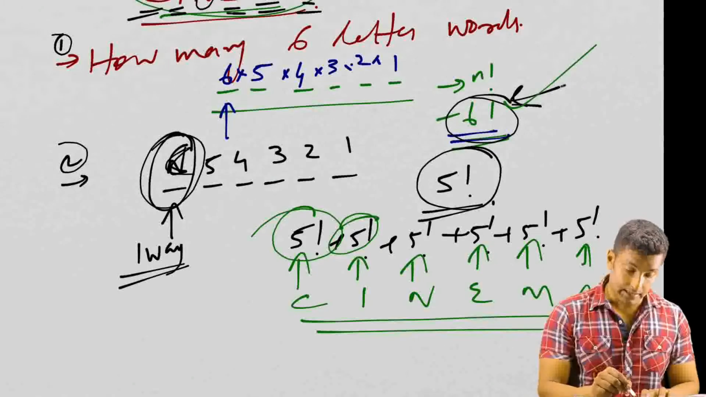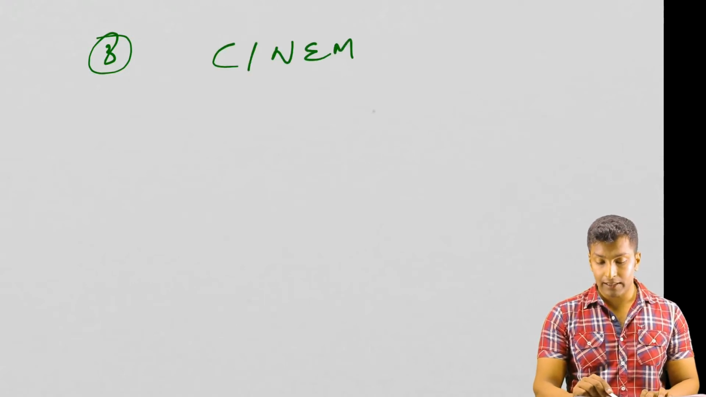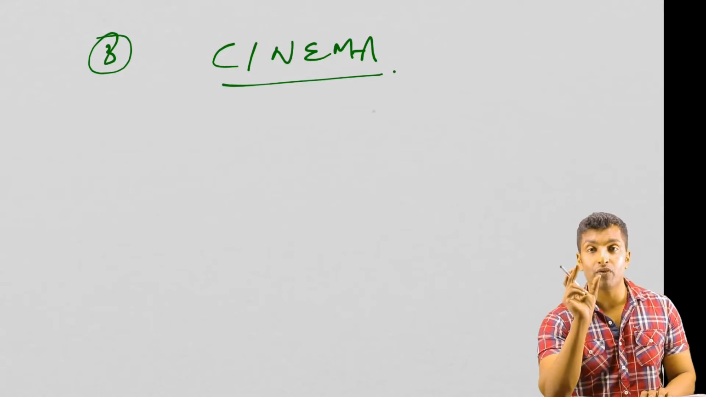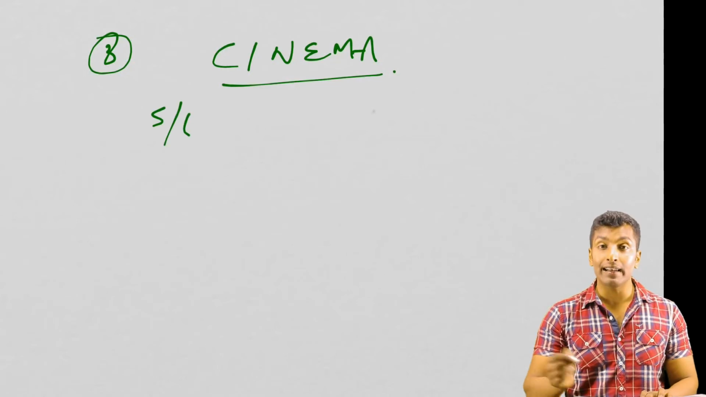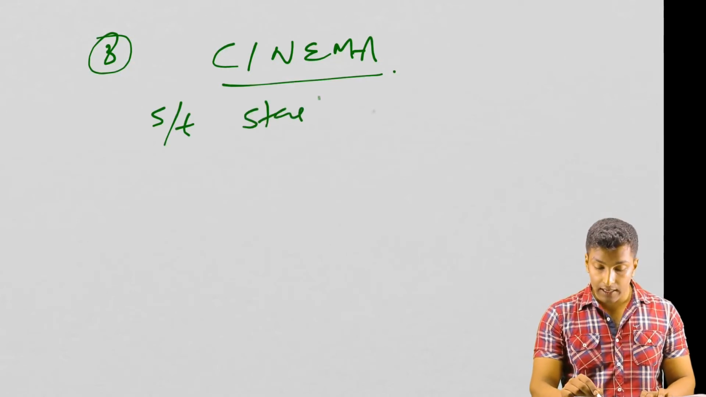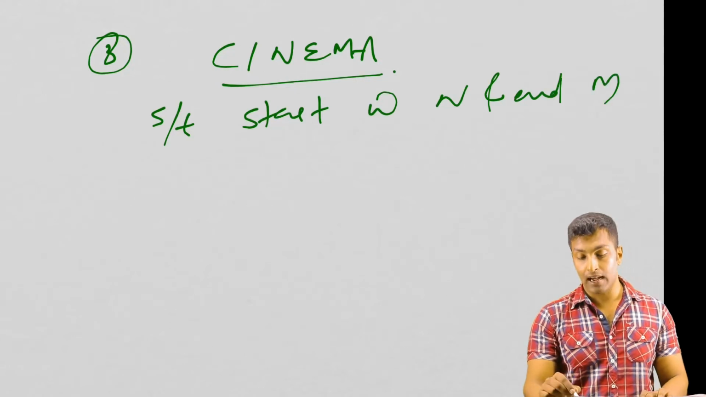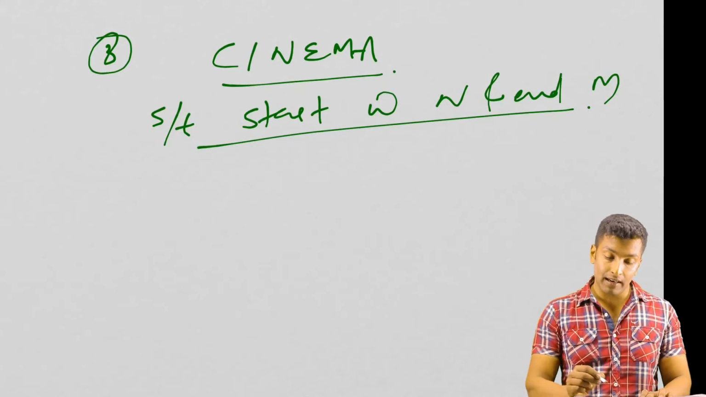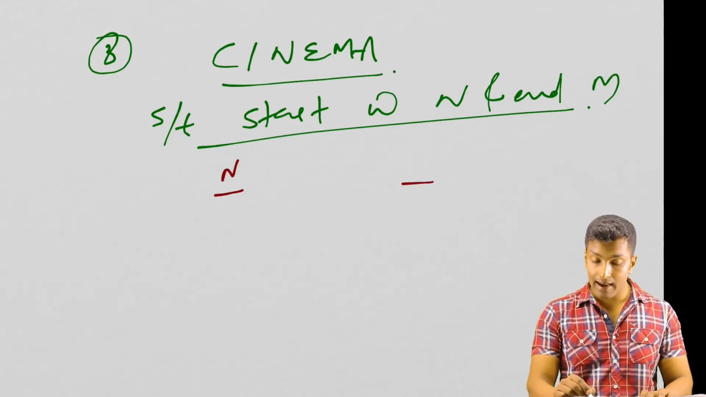Now the third case, case 3. Again we have the letters of the word cinema, but this time what I'm going to tell you is how many words you can make with the letters of the word cinema such that it should start with N and end with M. Start with N and end with M. So what does that mean? The first place and the last place is fixed as N and M.